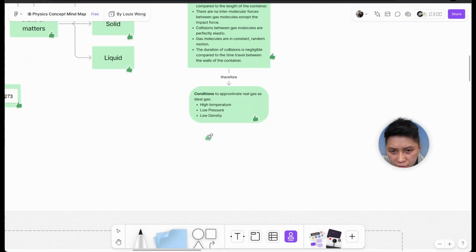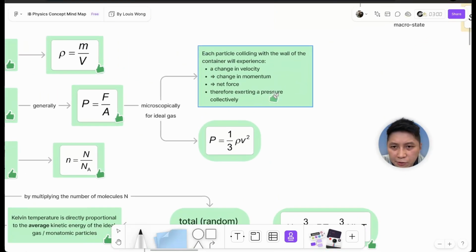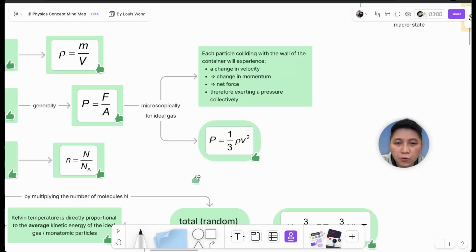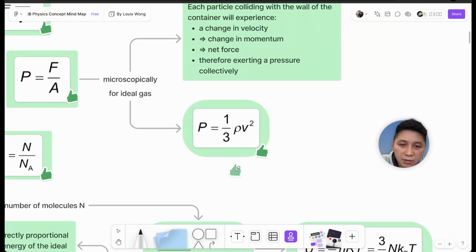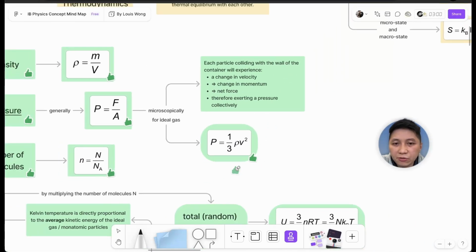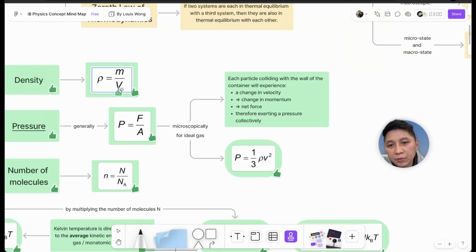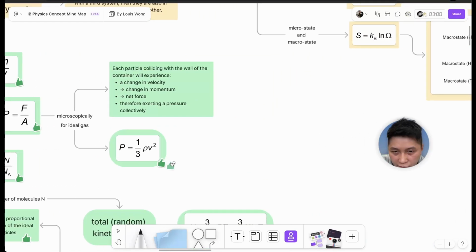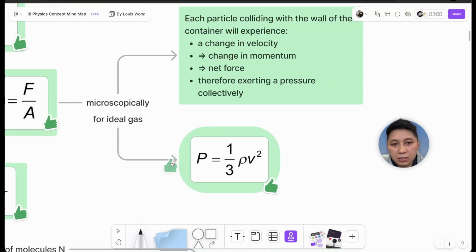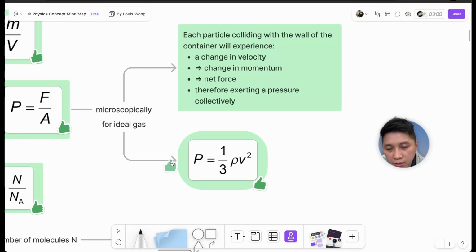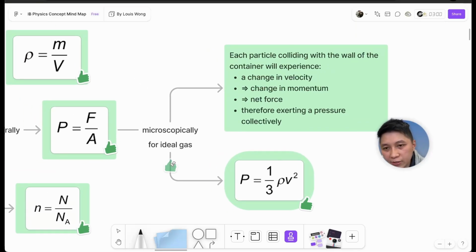Okay, going back to the very last one to end the SL part, we also have an equation to describe the pressure. Pressure equals 1/3 density times the velocity squared, which is something to do with the ideal gas. So remember, this equation can only be used for ideal gas. Don't use it for some other random stuff like a block of wood moving. No, you cannot. The pressure obviously refers to the gas pressure.